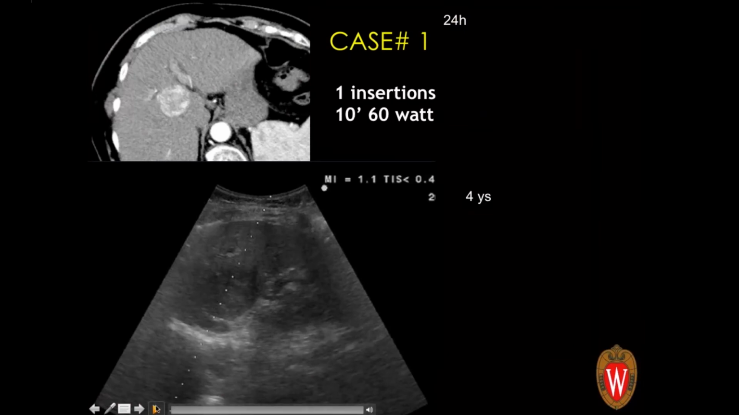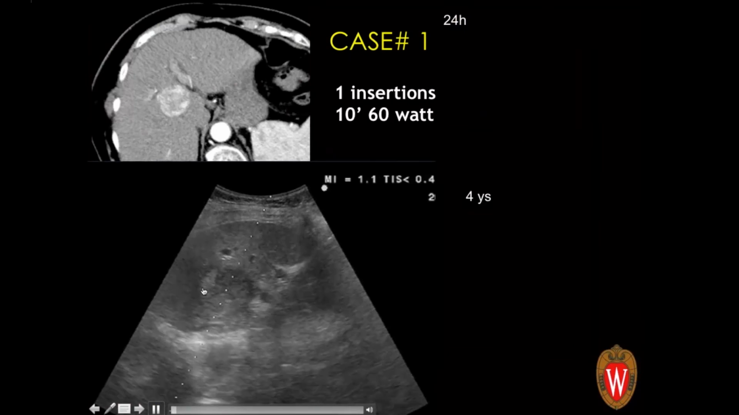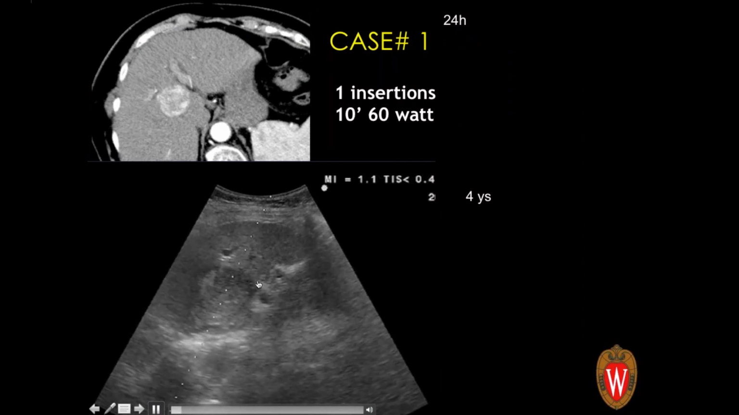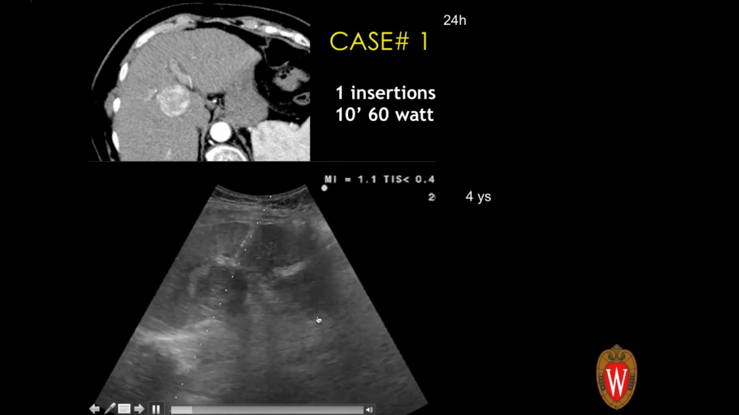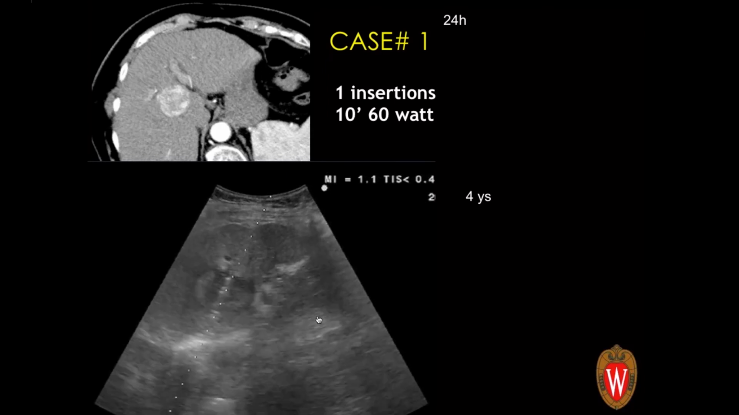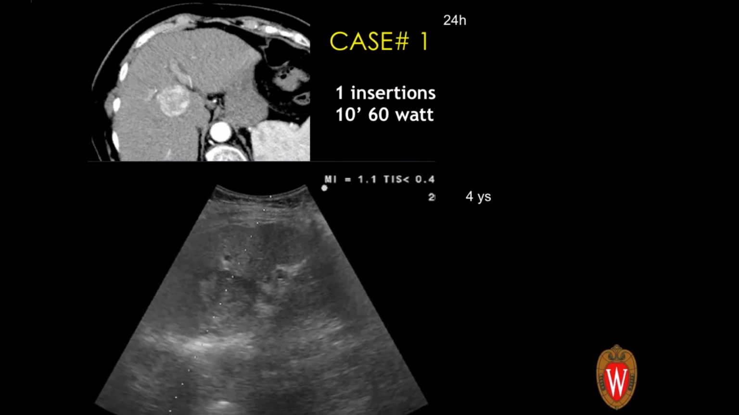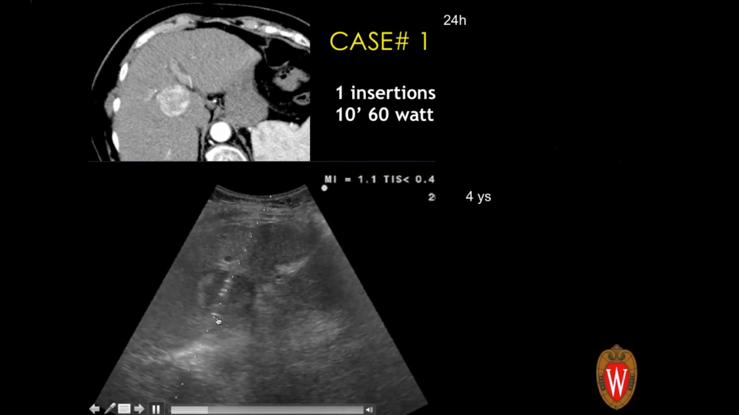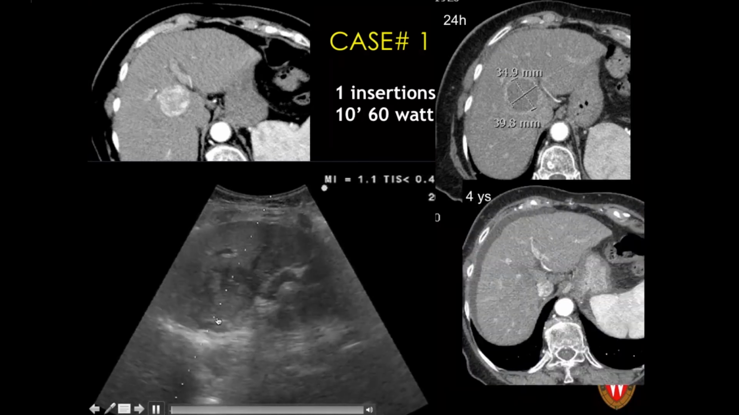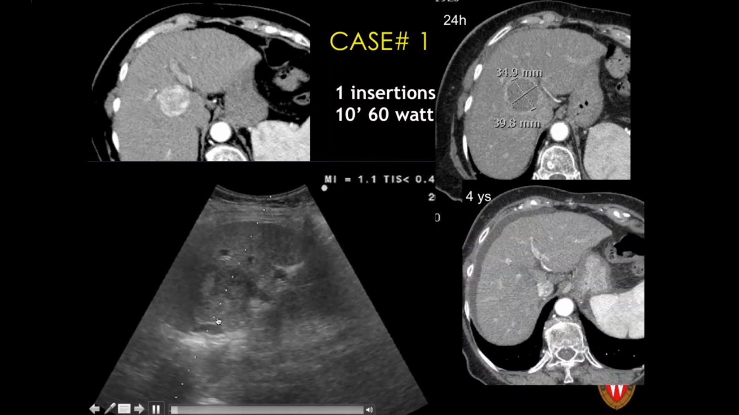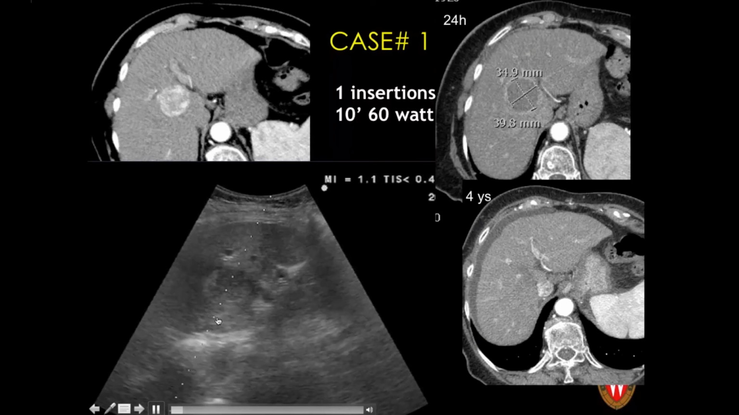This is a large lesion of HCC, 4 centimeters, treated with one insertion of microwave for 10 minutes with 60 watts, and it's very clear the antenna inside the tumor. And this is the result 24 hours later, and after 4 years it is very difficult to detect the lesion.